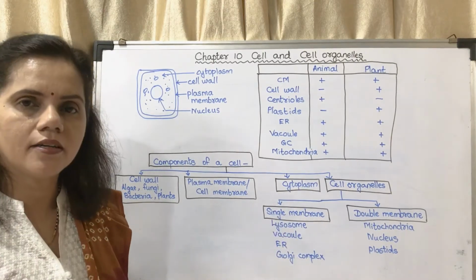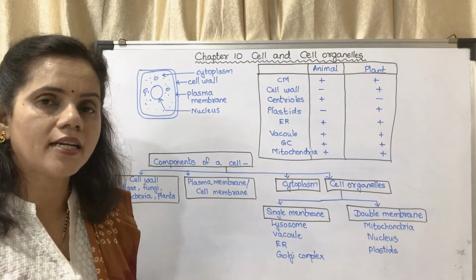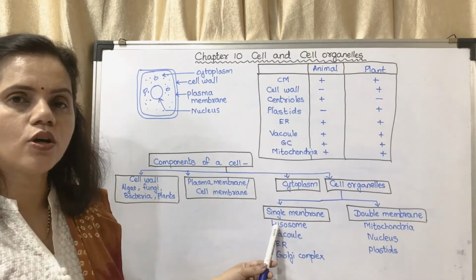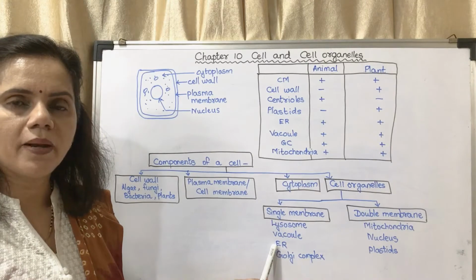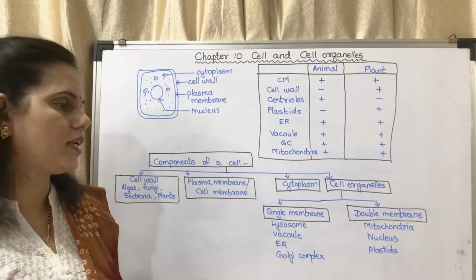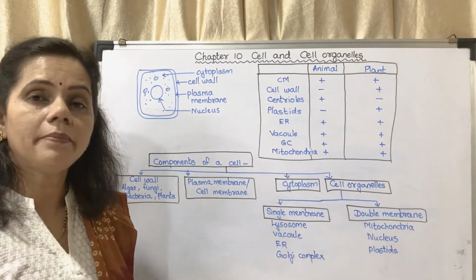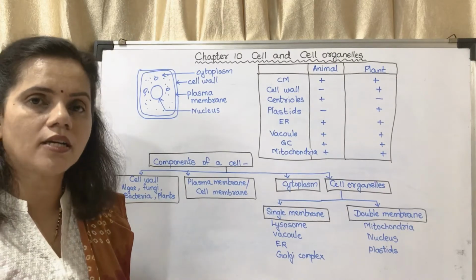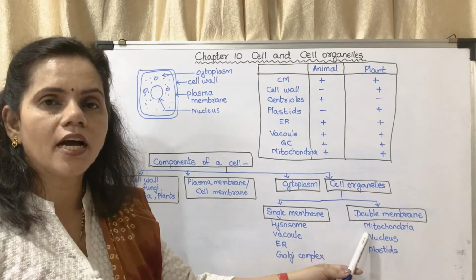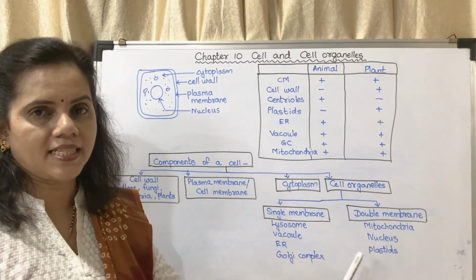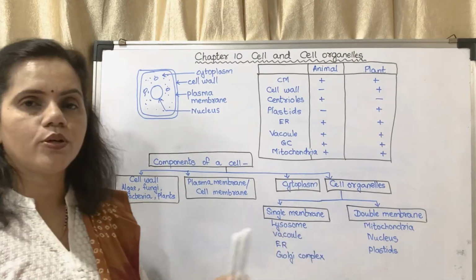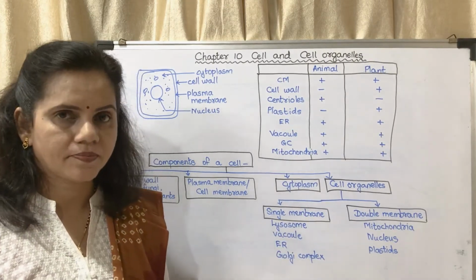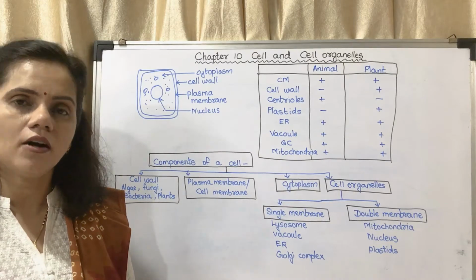Single membrane covering organelles are lysosome, vacuole, endoplasmic reticulum and Golgi complex. Double membrane bound cell organelles are mitochondria, nucleus and plastids. This will help you in studying the structure of the organelles.